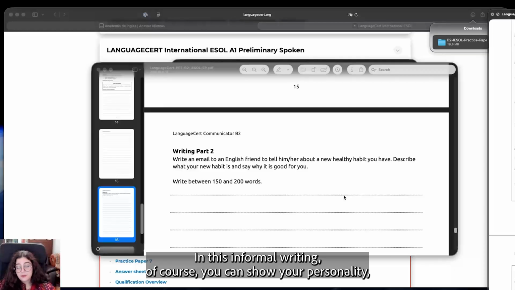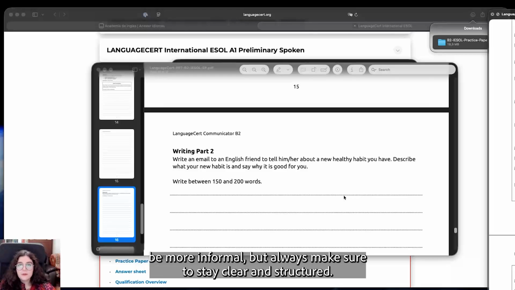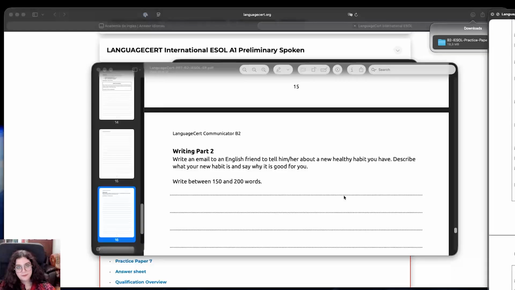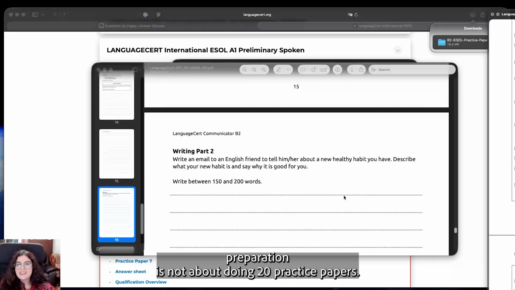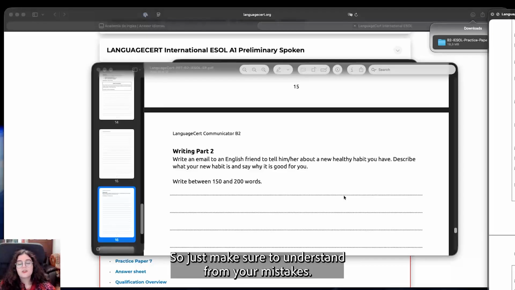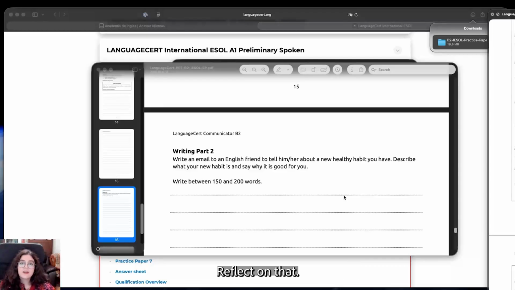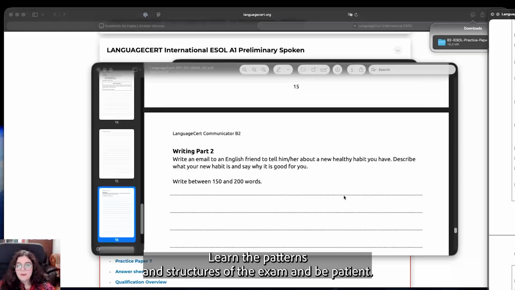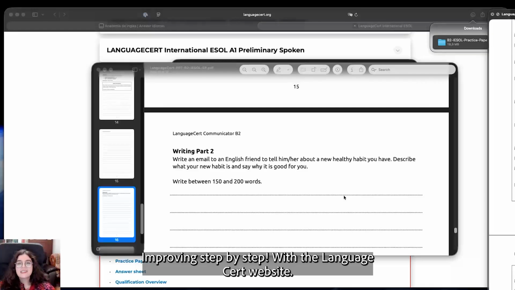In this informal writing, of course, you can show your personality, be more informal, but always make sure to stay clear and structured. Our final advice to you is, preparation is not about doing 20 practice papers, so just make sure to understand from your mistakes, reflect on that, learn the patterns and structures of the exam, and be patient, improving step by step.